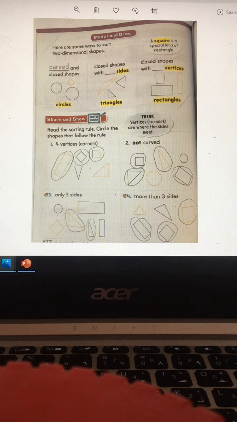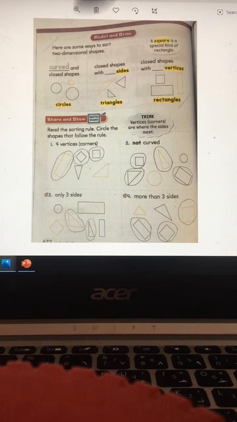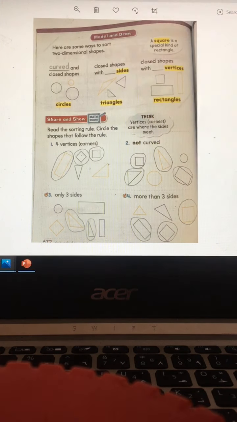In the first example, the rule is to circle the shapes that have 4 vertices. That means that we are going to have a look at the following shapes in front of us, and we are going to circle all the shapes that have 4 vertices, or 4 corners. Now let's count together the vertices of each shape.